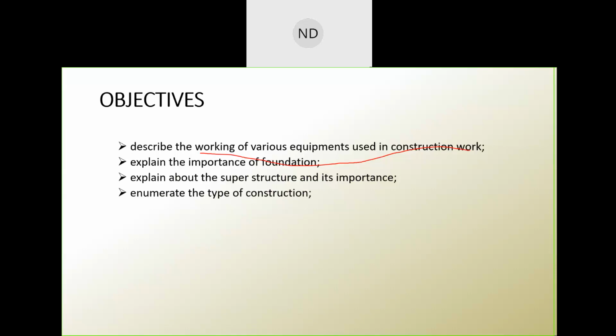It's a very easy subject, right? Then, enumerate the types of construction, the different types of construction used in the superstructure or your substructure. The next objective is to describe the method of laying out the proposed construction plan. Okay, how we do the layout, how we make the layouts of the construction plan.